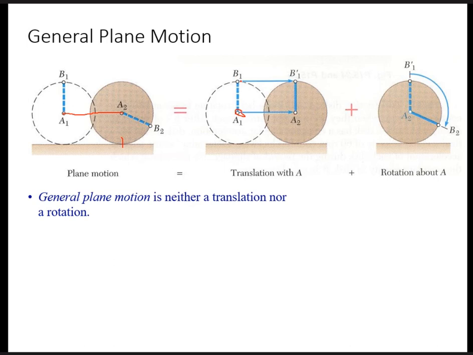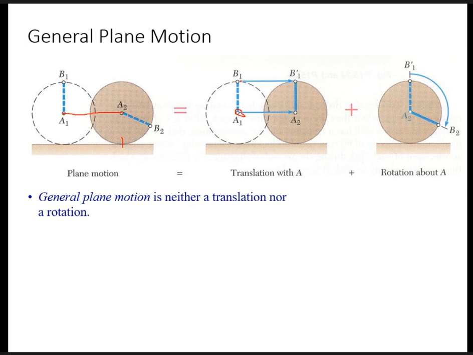Now suppose I had shown you the circular wheel. Now say you have an arbitrary body like this. This arbitrary body has taken this shape after some instant of time. So now I can convert it to translation plus rotation. What is happening is that A1 is translating first to A2, and B1 is translating to B1 dash.